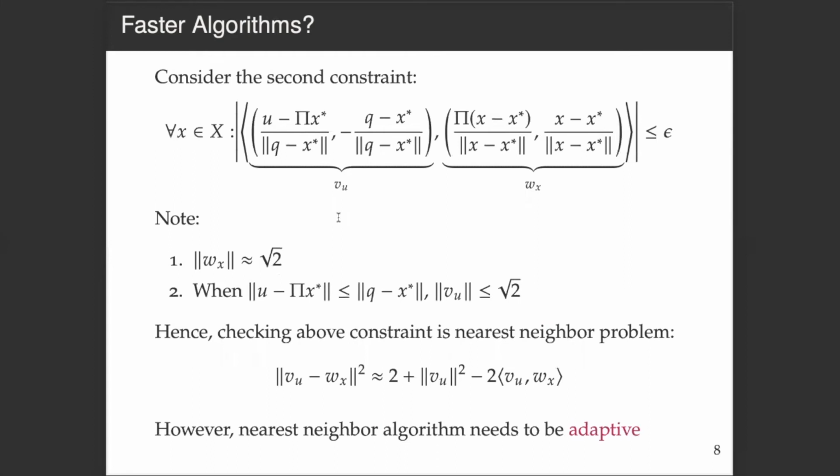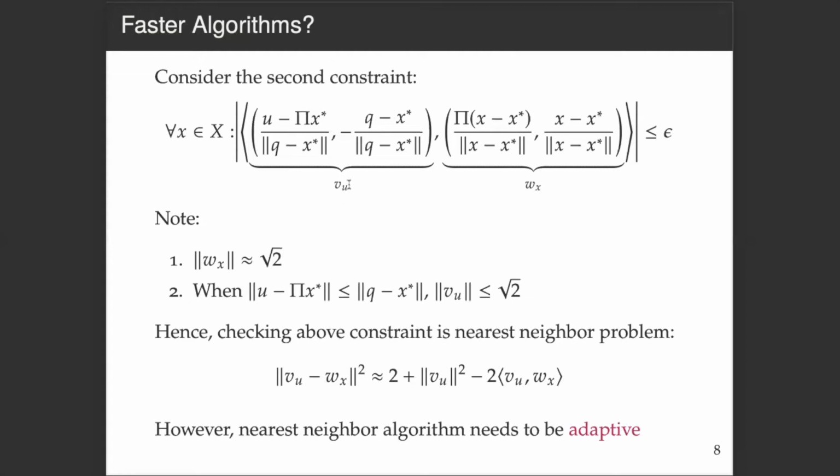To do this, we're going to work with a simple reformulation of the second constraint. Instead of having a difference between two inner products, we're going to group together the first argument of each of the inner products and the second argument of each of the inner products into larger vectors VU and WX. And we're going to write the inner product constraint as the constraint that this one inner product between these augmented vectors is going to be small.